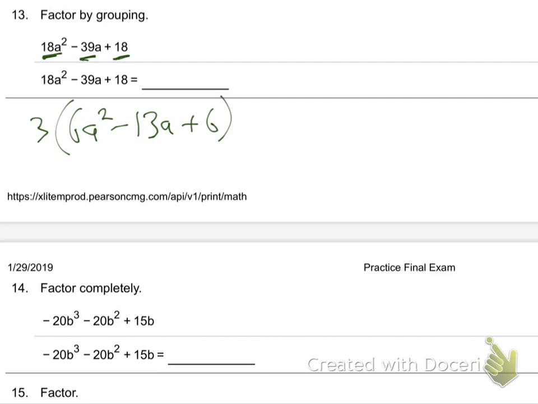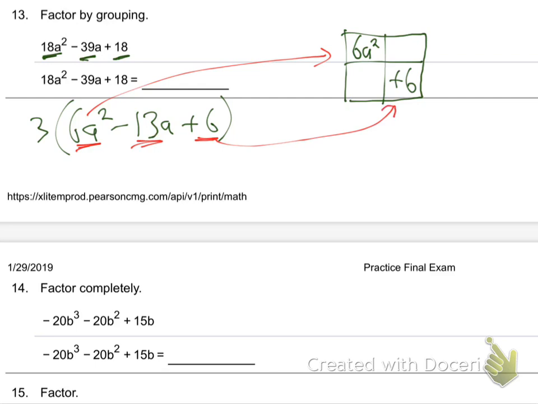So that's the easy part, right? Take out a 3. Now the hard part: how do you do what's left? To factor this, put it in a big box like that. The 6a squared goes right there. The 6 goes right there. The other two boxes, somehow these two boxes have to make the minus 13a, don't they?